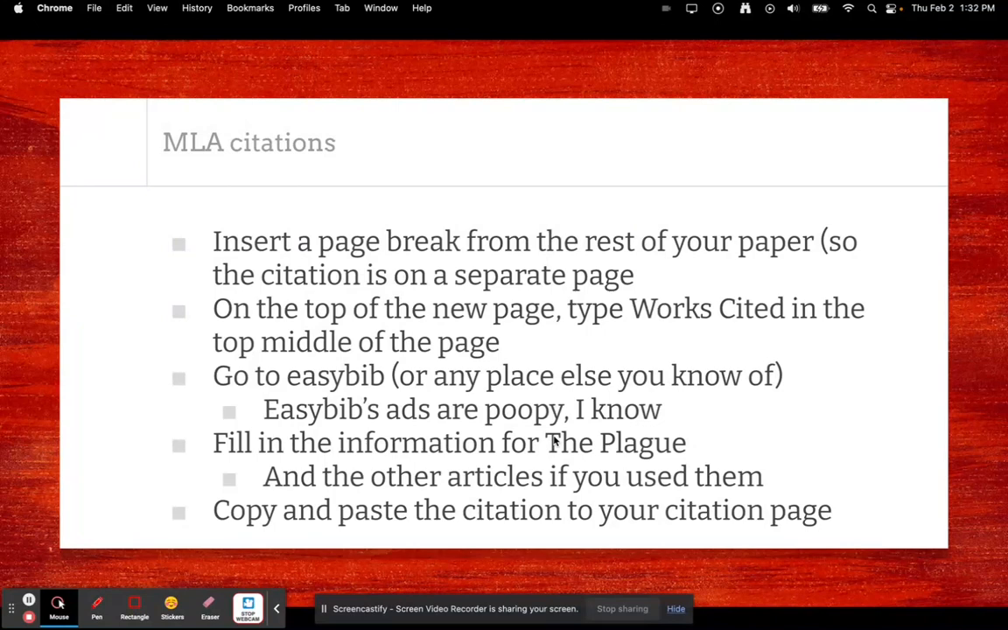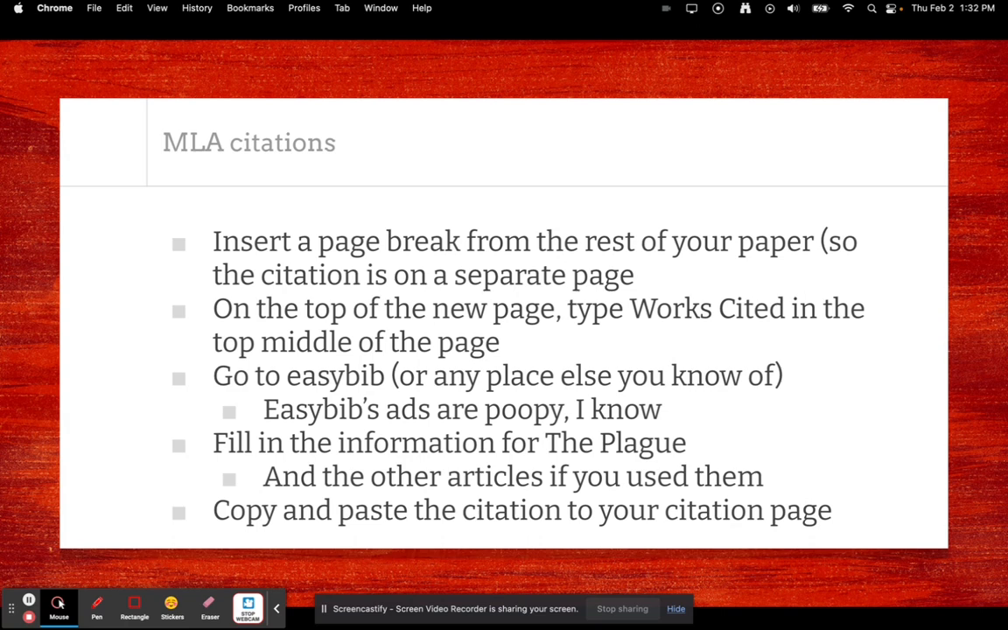I'm sure you've done it quite a few times by now, but just insert a page break from the rest of your paper so you have a fresh start. And at the top of your new page, you're going to type Works Cited in the middle top of the page. I'll show you an example in just a second. And then go to EasyBib or any other place that you know of that does automatic citations.